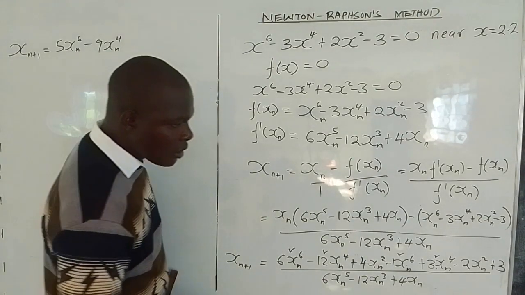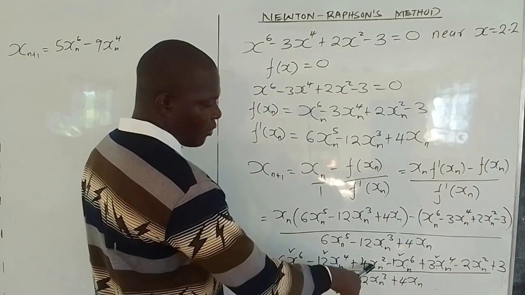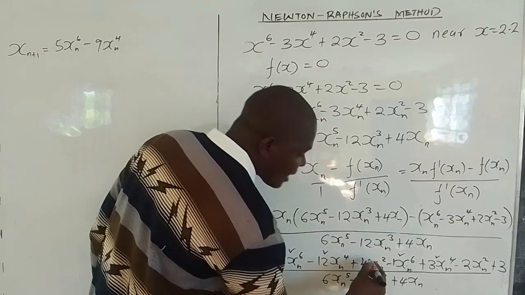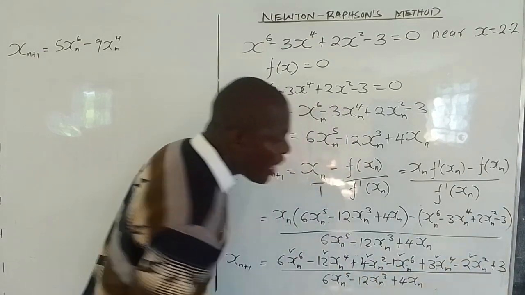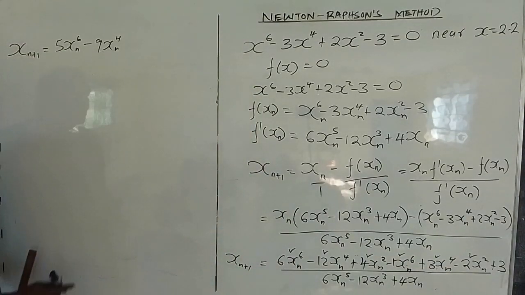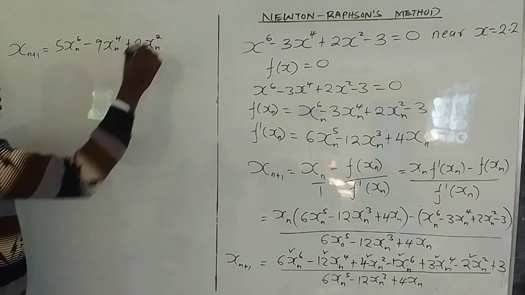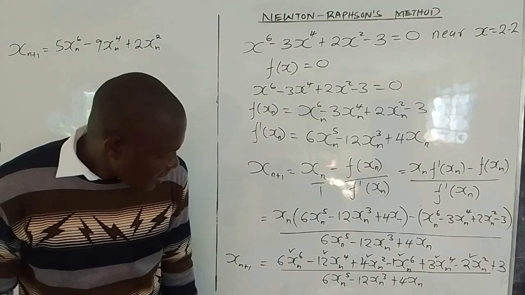Move to the next one. The next one is, here we have positive 4 xn squared, and here we have negative 2 xn squared. What do you get? Positive 4, negative 2 gives you positive 2, isn't it? So you get 2 xn squared. You are done with that. What is left?